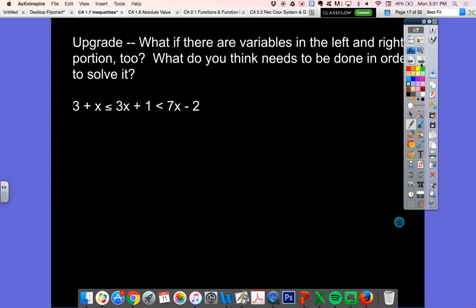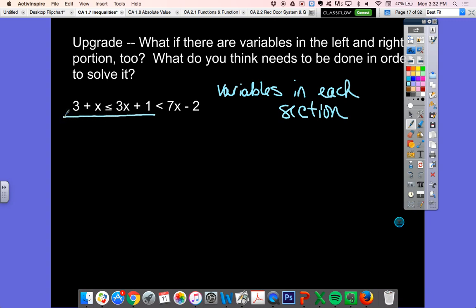Now, ANDs can be upgraded. The upgraded version has variables in every section. Okay, this makes this problem much easier, and I shouldn't have done that because we're not even going to work it that way. When you have variables in every section, you have to pull it apart. You don't have a choice. So you cannot solve it all squished up. You have to do the left side and the middle.